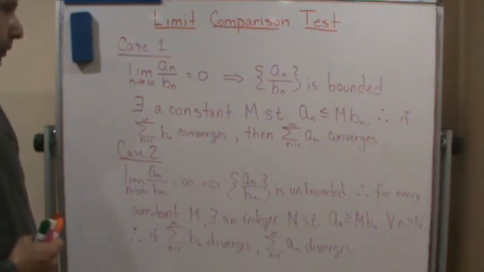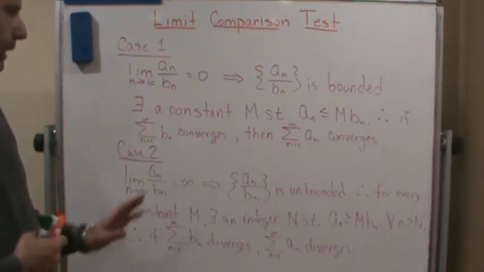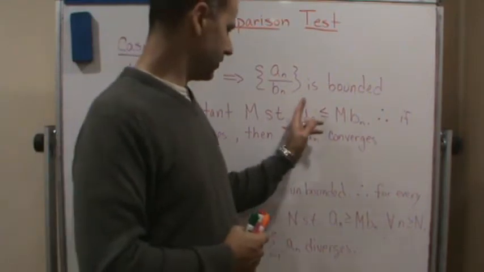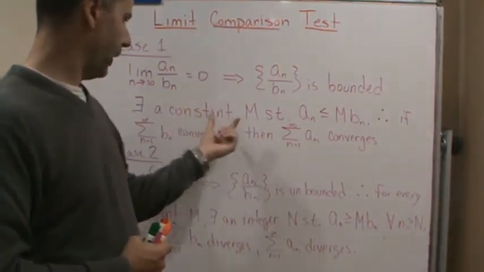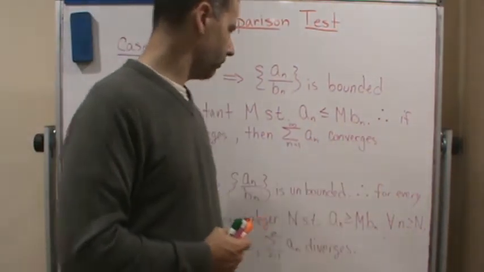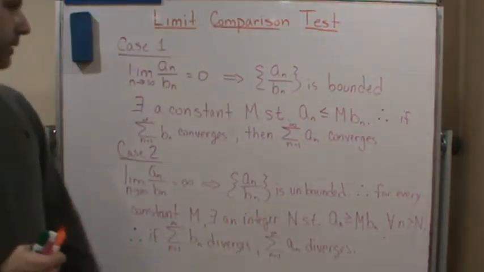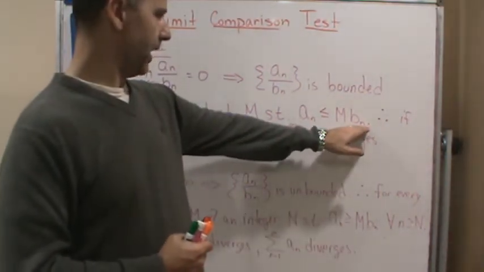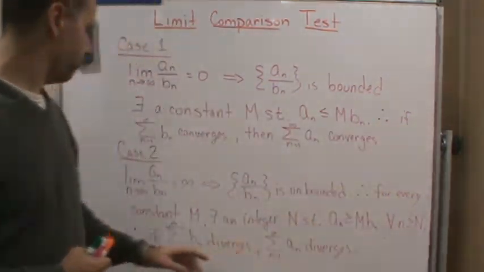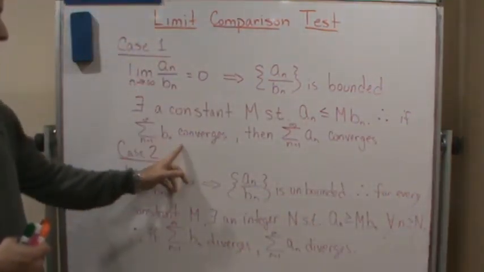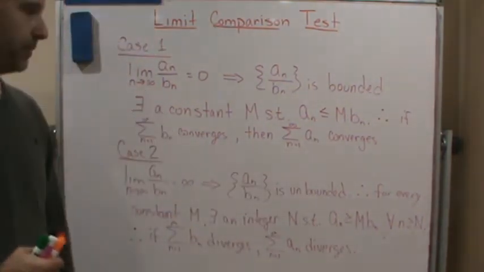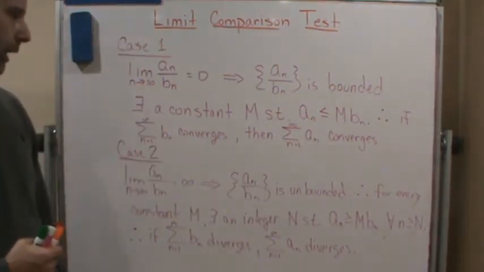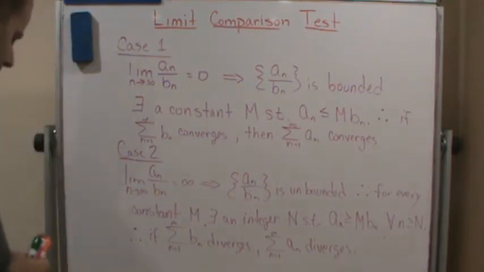Okay? Now, what that means is, since this is always going to be less than or equal to some M times b sub n, well, that means if the series of b sub n converges, then so does the series of a sub n. Okay? So now, that's case one.